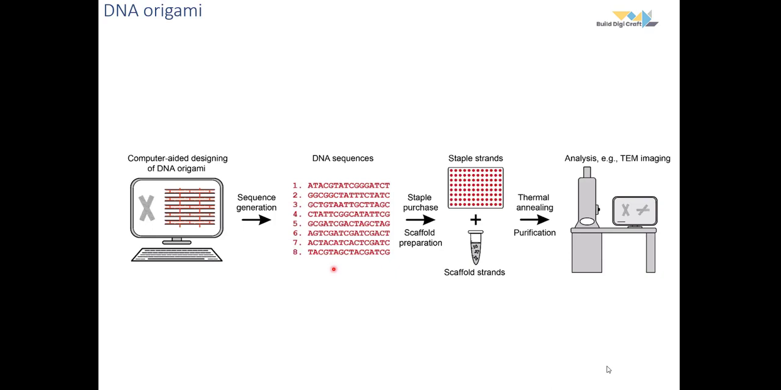I send it to a company, and then the company sends me back my DNA strands in these kinds of plates. I mix them together with this long scaffold strand which comes from a virus. I put them into a machine which heats them up and cools them down, and then I go to a microscope to check if the result of my manufacturing is actually what I expected it to be.